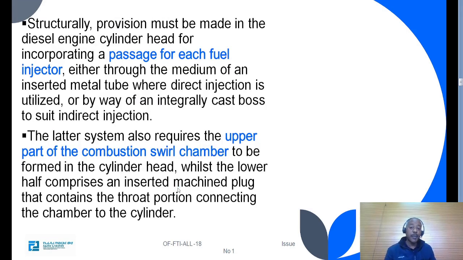Structurally, provision must be made in diesel engine cylinder head for incorporating a passage for each fuel injector, either through the medium of an inserted metal tube where direct injection is utilized, or by way of an integrally cast post to suit indirect injection. The latter system also requires the upper part of the combustion chamber to be formed in the cylinder head, whilst the lower half comprises an inserted machined plug that contains the thrust portion connecting the chamber to the cylinder.